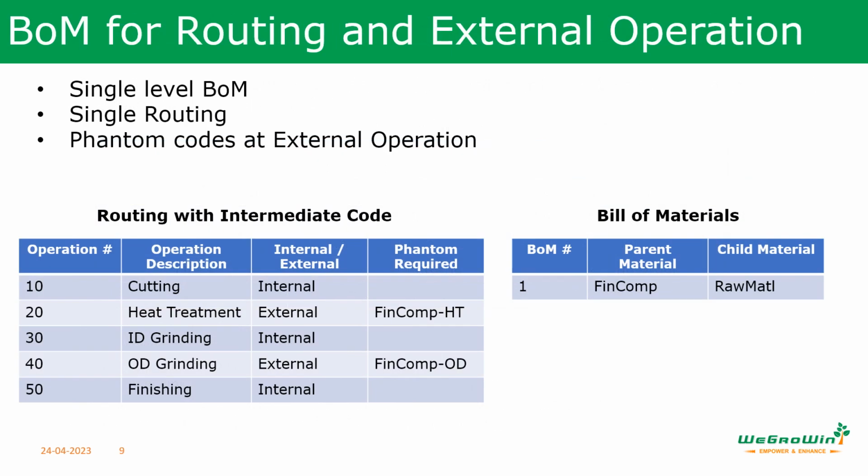So to overcome all these things, SAP has now given the option of external operation. For external operation, only a single level bill of material is required to link the component with the raw materials, and a single routing will be enough. But the only thing is we need to have some phantom codes representing the external operations, which we will use for stocking and also to send out. This one we will discuss, how we are going to use it.